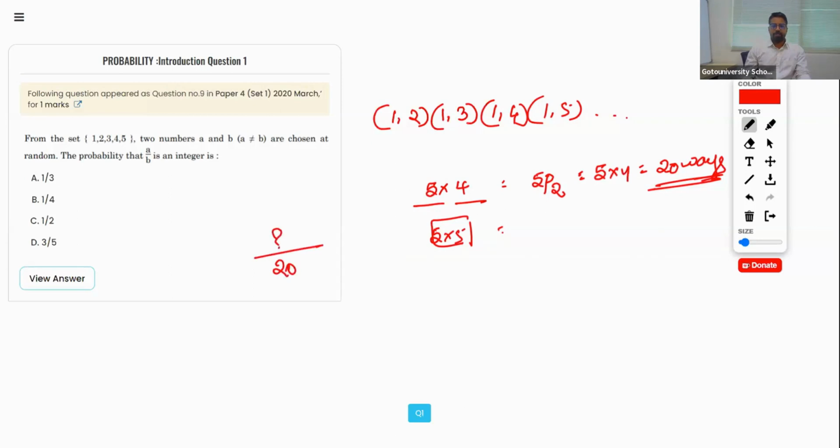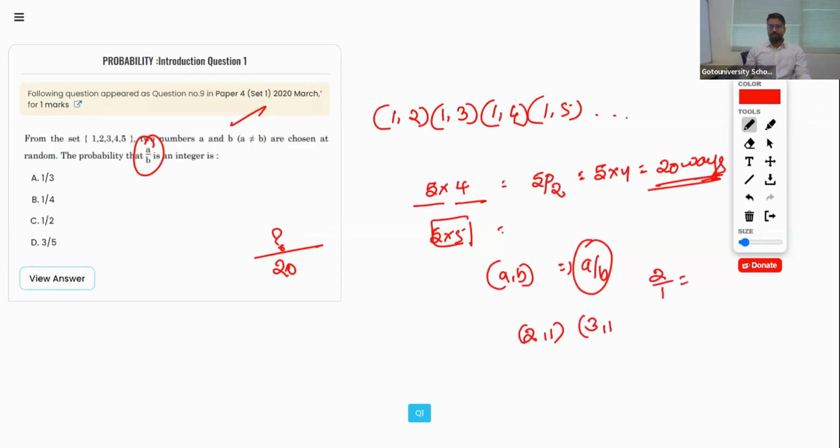And what is our numerator? The numerator cannot be understood directly because the condition says it has to be an integer. This fraction has to be an integer. So if you're choosing the first number a comma b, a must be divisible by b so that it becomes an integer. So how can you choose then? Can I choose 2 comma 1? Yes, because 2 by 1 is an integer. That means I can have 1 at the second place for all the numbers: 3 comma 1, 4 comma 1 and then 5 comma 1.